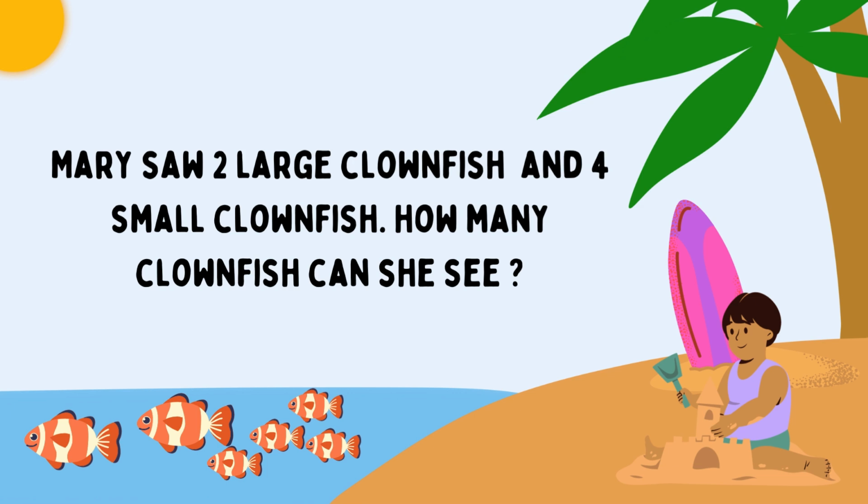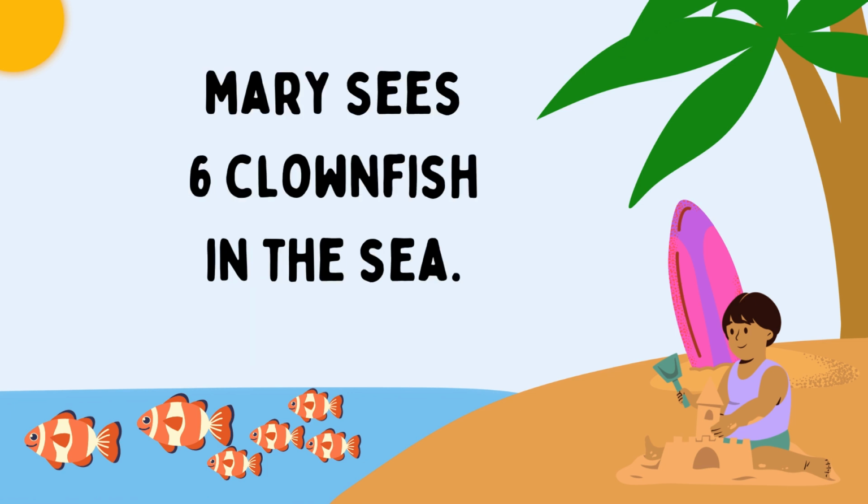Next, Mary saw 2 large clownfish and 4 small clownfish. How many clownfish can she see? The answer is Mary sees 6 clownfish in the sea.